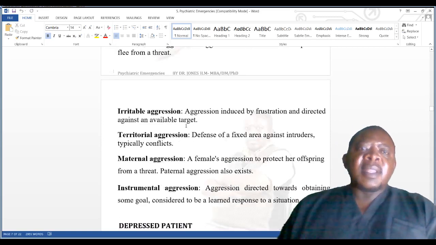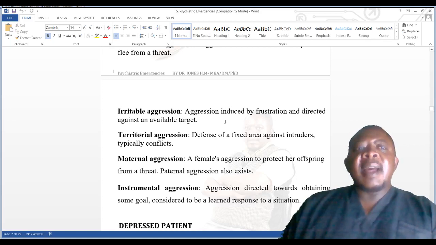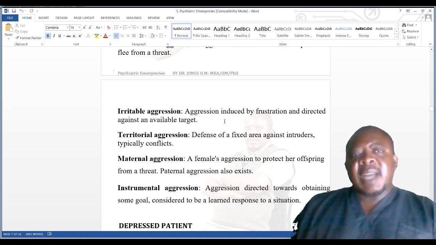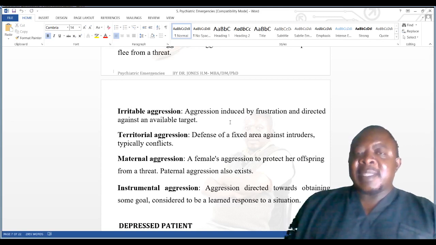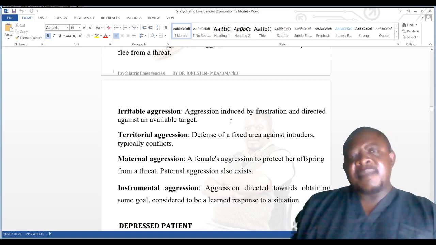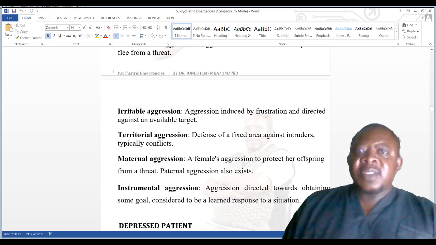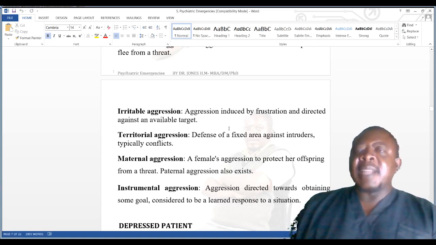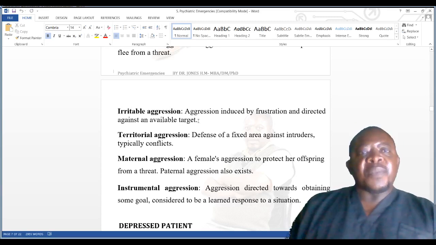Then we can look at irritable aggression. It is aggression induced by frustration and directed against an available target. It is aggression coming because of your frustration. It can be directed against anything, you start to kick because of displacement of your anger, and we define what anger is. The target can be inanimate or an animate thing. So that is irritable aggression.